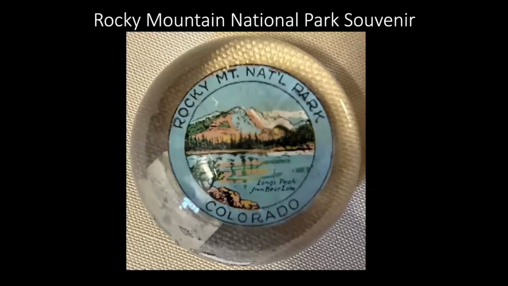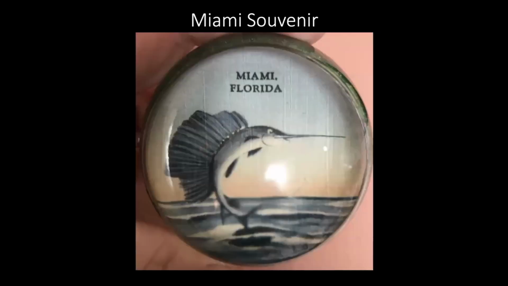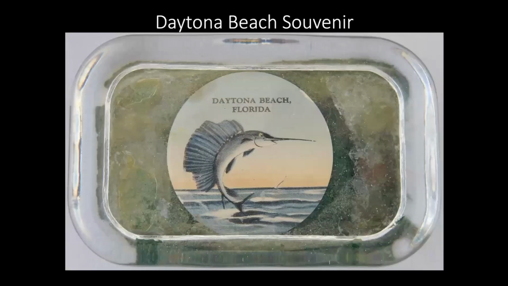A more common type of souvenir paperweight had a painting typically either glued to the back of a glass blank, like this Rocky Mountain National Park one, or encased under a hollow glass dome. Some of them, like this Niagara Falls one, were for a specific location, whereas others had more generic images. This same sailfish design, which was advertising Miami, Florida, was also used for Daytona Beach, Florida, and quite possibly for other locations in Florida or on the coast also.